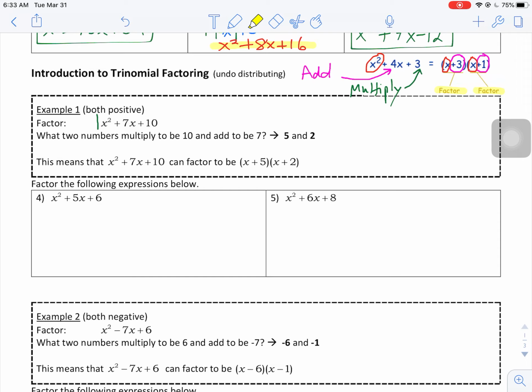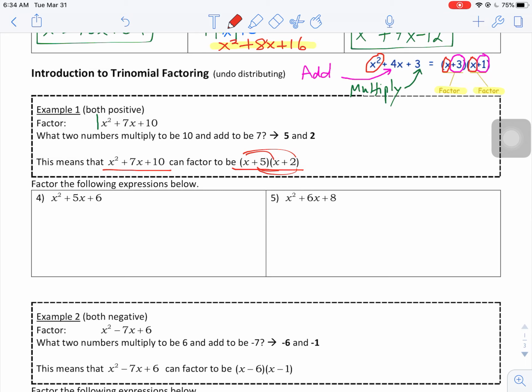So let's get over to example 1. What two numbers multiply to be 10 and add to be 7? That would be 5 and 2, since 5 times 2 is 10 and 5 plus 2 is 7. So that means you can write x squared plus 7x plus 10 as x plus 5 times x plus 2. If you were to FOIL this out, you would get x squared plus 7x plus 10.